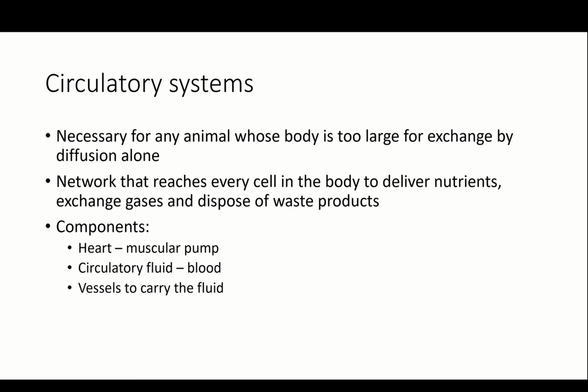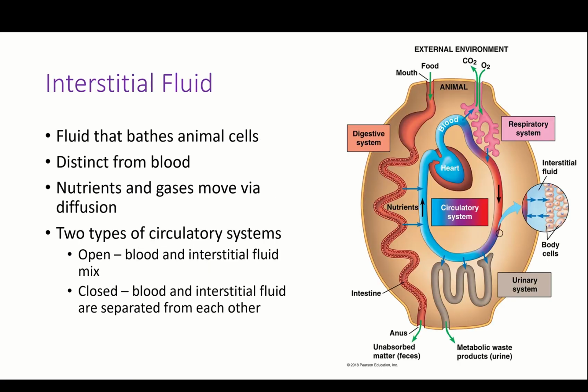First, they have a muscular pump known as a heart. The second thing is that they have blood that will be transported through blood vessels and the heart. So that circulatory fluid is blood, and of course the vessels carry that blood or fluid from the heart to the tissues. And an important thing to note is that we have what's called a closed system, where the blood and the interstitial fluid are separated from one another by the blood vessel walls.